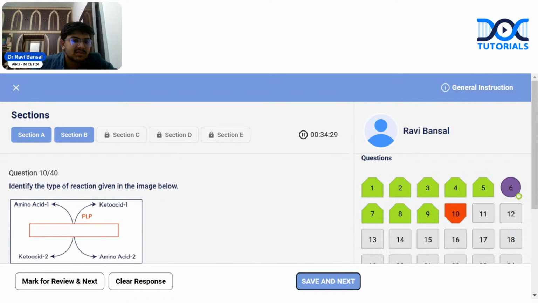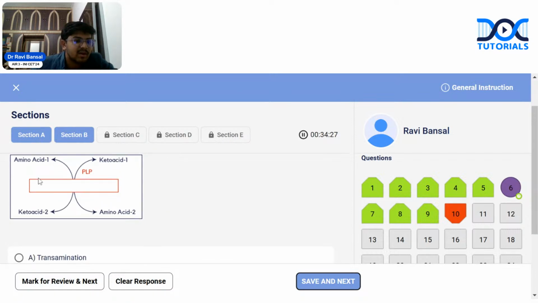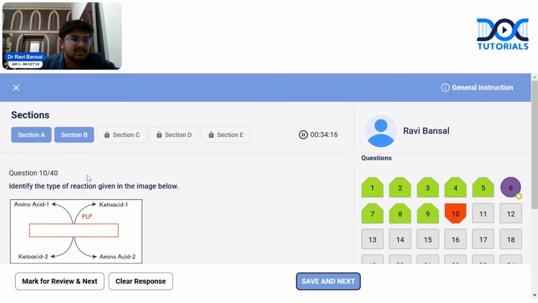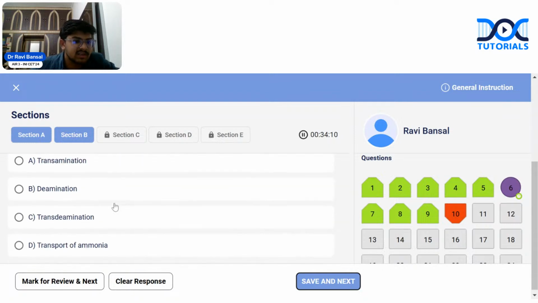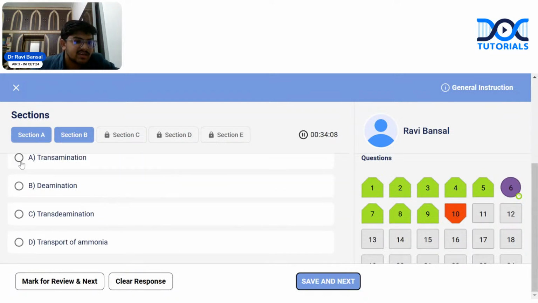Identify the type of reaction given in the image. So looking like a biochem question, they have given an amino acid converting into a keto acid and a keto acid converting into an amino acid, and the cofactor given is PLP, vitamin B6. So this is the basics of amino acid metabolism, transamination reaction, the first chapter you read in protein metabolism. So transamination I can see. So these are the options I was talking about.